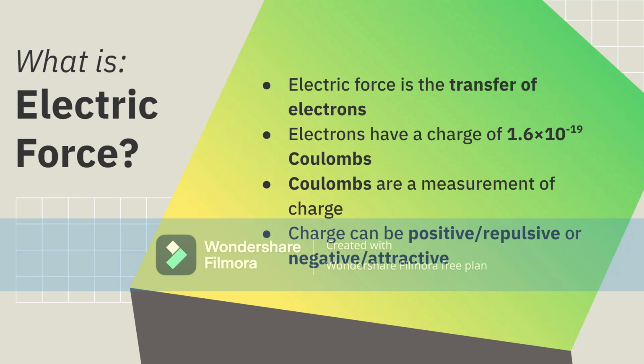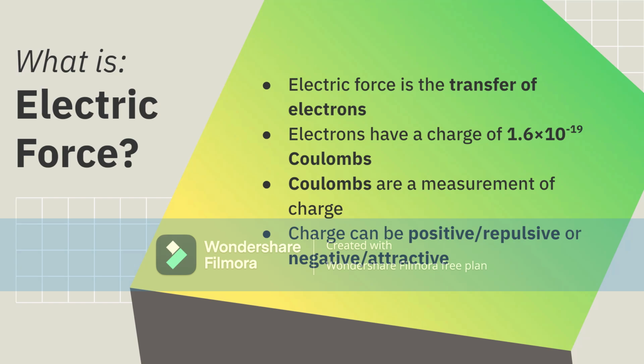Electrons have a charge of 1.6 times 10 to the negative 19 coulombs, with coulombs being the measurement of charge. By comparison, protons have a charge of 1.6 times 10 to the positive 19 coulombs, with the sign of the exponent denoting whether the charge is positive or negative. A positive charge will be repulsive, whereas a negative charge will be attractive.